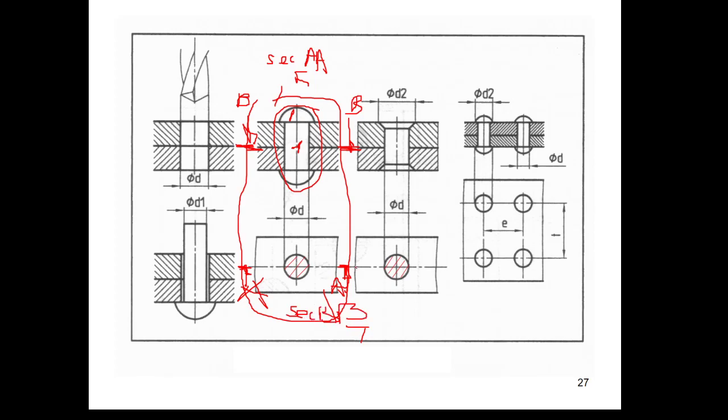For section BB, the cutting plane BB is not longitudinally oriented; it cuts the rivet perpendicularly. The cutting plane is perpendicular to the axis of the rivet. So if it is perpendicularly cut, then the general hatching rule is valid, and on its corresponding sectional view we need to highlight the solid part of the rivet. It has been cut, of course imaginarily, by the cutting plane. Yes, the hatching lines are needed.